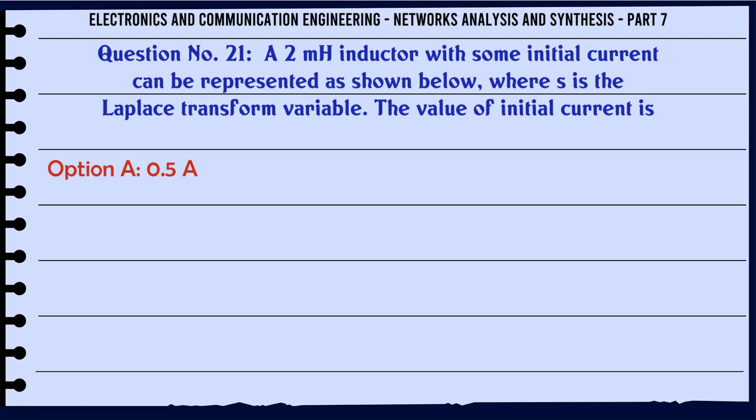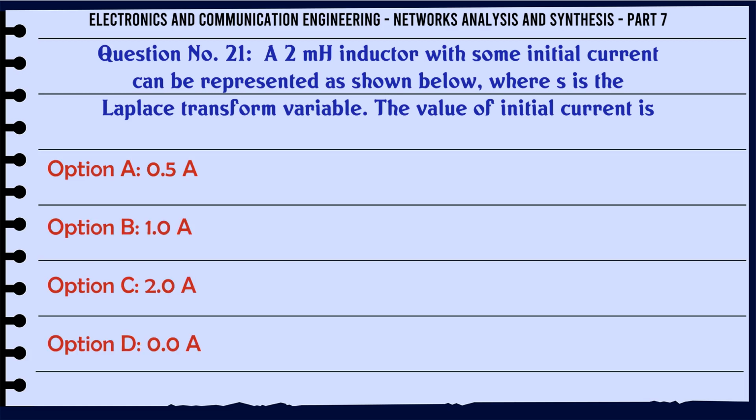A 2 mH inductor with some initial current can be represented as shown below, where s is the Laplace transform variable. The value of the initial current is: A, 0.5 A; B, 1.0 A; C, 2.0 A; D, 0.0 A.